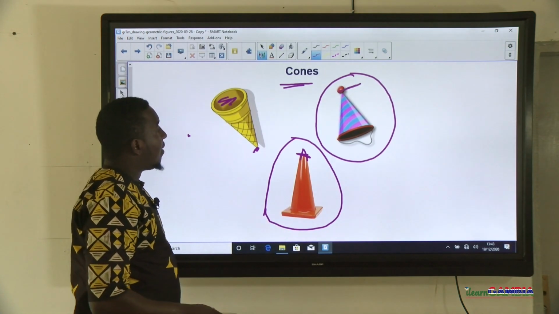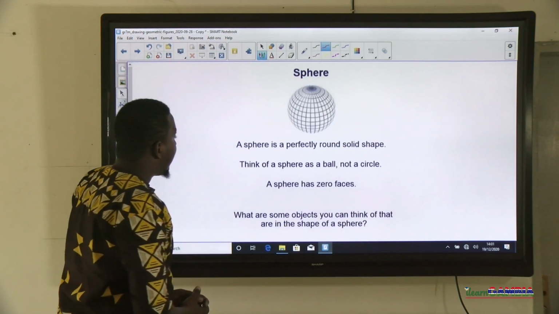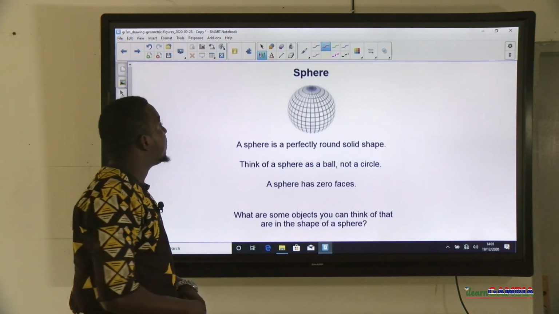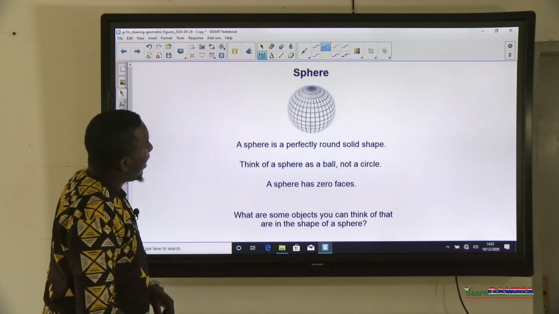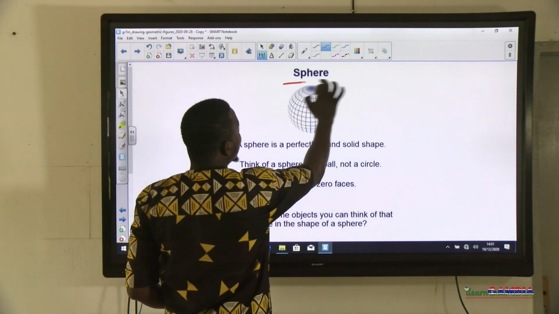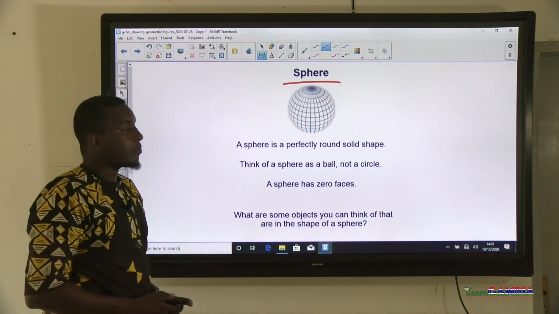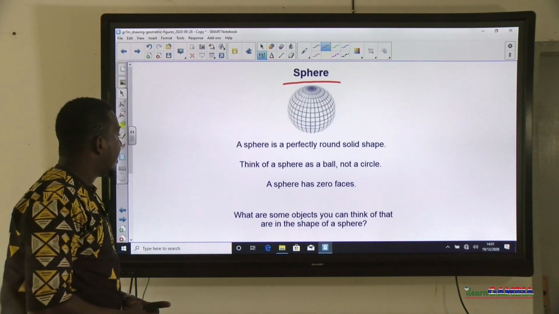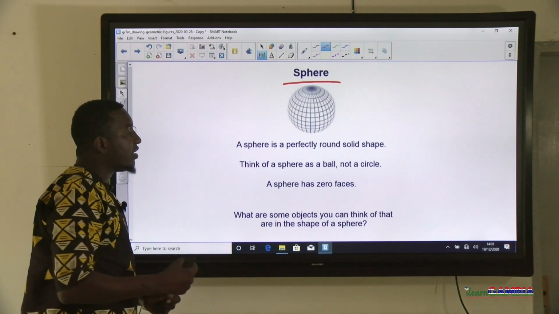So those are cones. Look at the other solid shape that we have here, called a sphere. Now a sphere is a perfectly round solid shape.